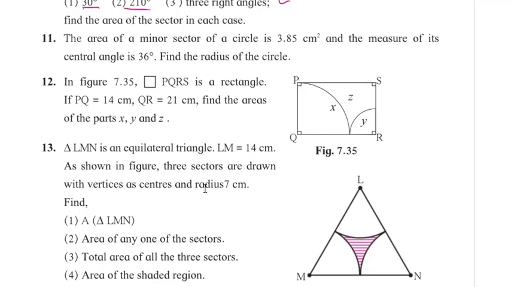11th question, the area of minor sector of a circle is 3.85 centimeter square and the measure of its central angle is 36 degree. Find the radius of circle. Area of minor sector of a circle. So area is given, angle theta is given, we have to find value of r. So again formula only we have to use, we put the formula, we get the value.